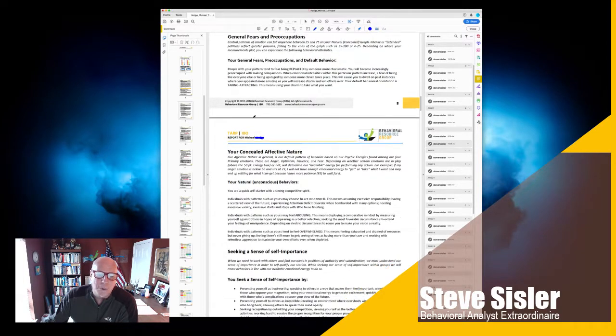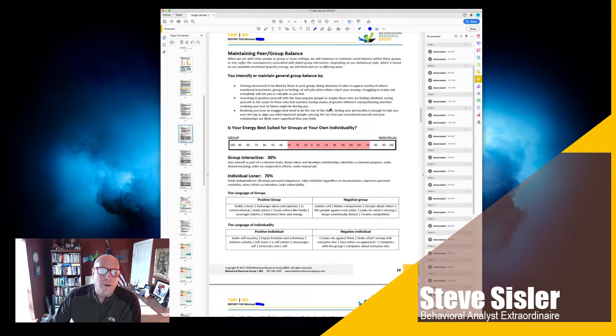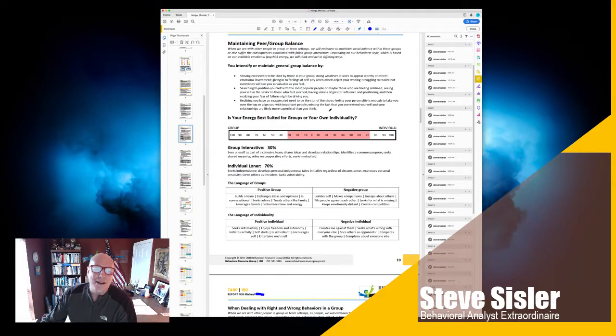All right, what else is in this bag of tricks? We've got more statement sets. Not going to read that. But look at that, a whole page of them. What else we got? Oh, maintaining peer group balance. Look at this. Now this is ridiculous.